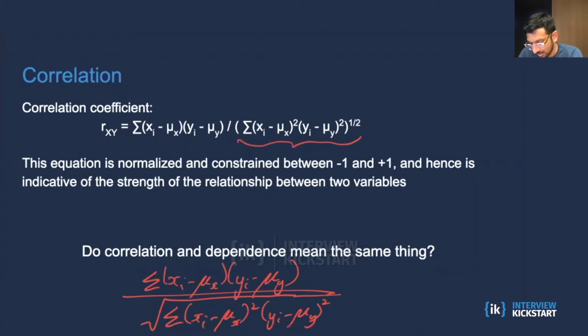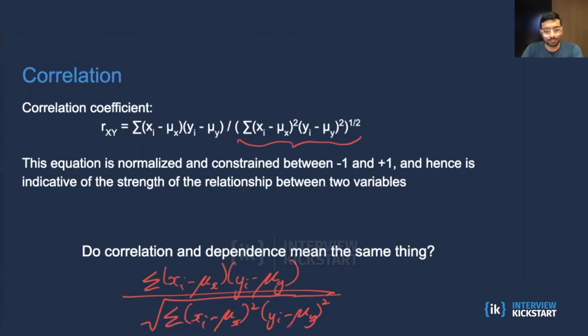And a good question that comes out of this is, do correlation and dependence mean the same thing? If two variables are correlated, does that mean that they're dependent on each other? And I think the inverse is more interesting, where if two variables have a correlation coefficient of 0, does that necessarily mean that they're independent? So maybe that's something to look at.